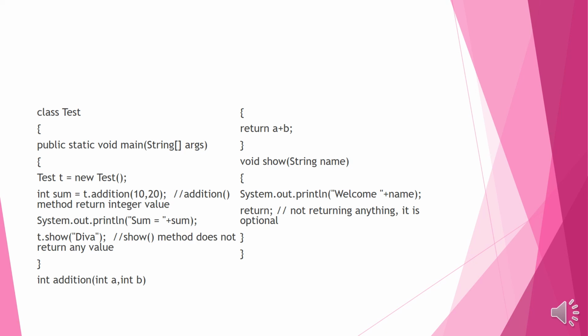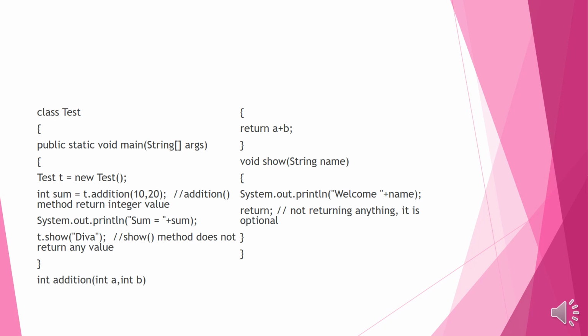Now the next line is to print the sum value. Sum is equivalent to 30 will be displayed, and after that another method is being called. t is the object, with that we are calling show of diva. Diva is the string that we are using. So this will pass the control over here to this method, void show of diva. System.out.println is responsible for displaying the content on the output screen. So it displays welcome diva and then it will return.